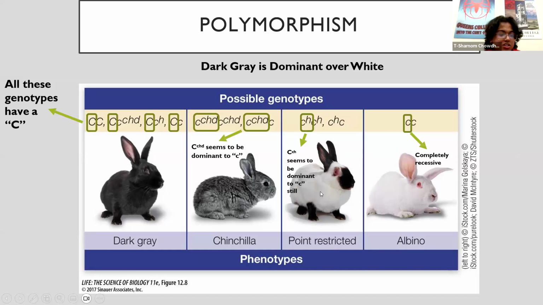Then you have point restricted. Point restricted means that this specific rabbit is temperature dependent. So they have a C^h, where h stands for Himalaya in this case. The fur coat that they actually show is dependent on the temperature of the area that they're in. So it's point restricted. And then lastly, you have here an albino, where you have 2 small c's, and that's completely recessive.